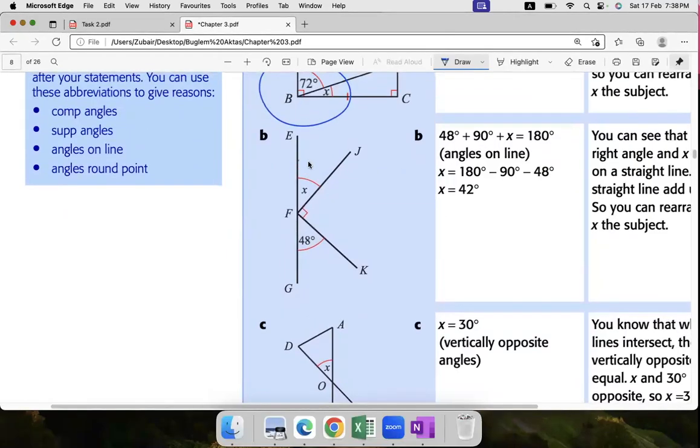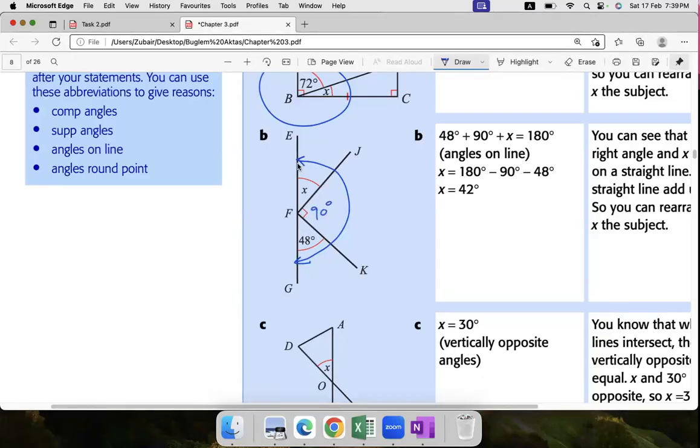Just name the property. It has to equal 180 fully. 48 and x are there, and we just have to subtract what is left from 180. We have 48, we have X. What is the third angle? It is 90 degrees. This squarish symbol is for 90 degrees.